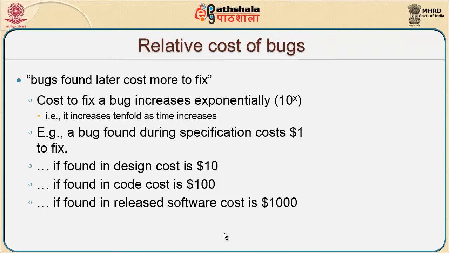Supposing a bug found during specification costs $1 to fix. So, at the time of specification, $1 is the actual amount to fix this bug. If found in the design, it would be $10, and if the same thing is found at the code level, it would take $100, and if found in the released software, it would cost $1000. So, it is a tenfold increase that we could see when it goes to the subsequent levels.